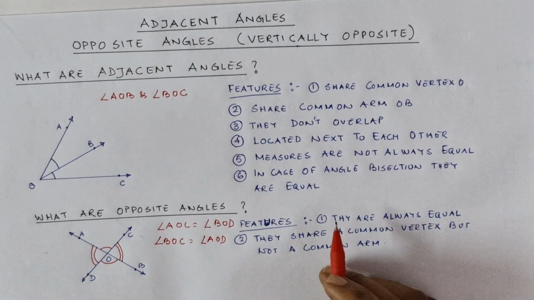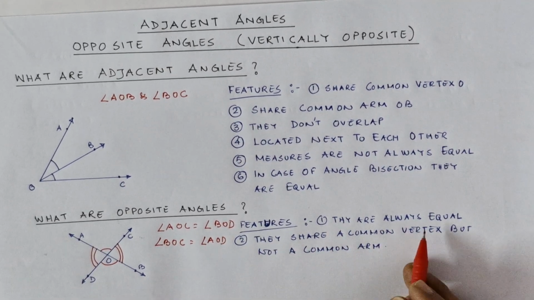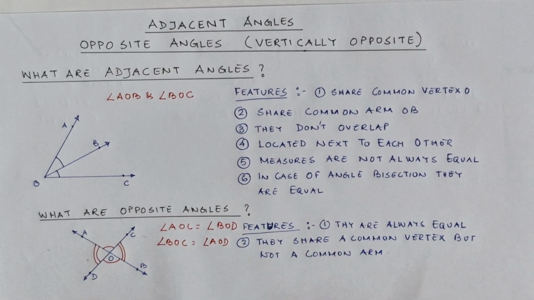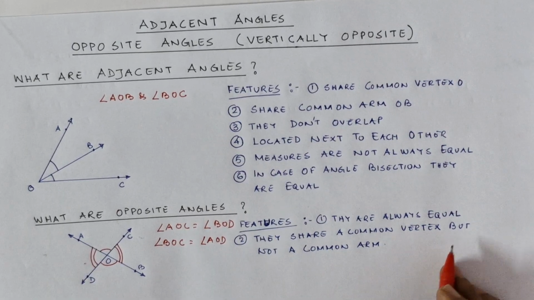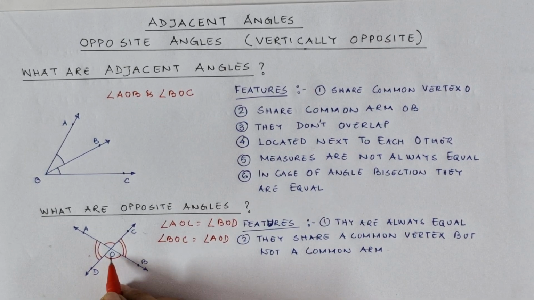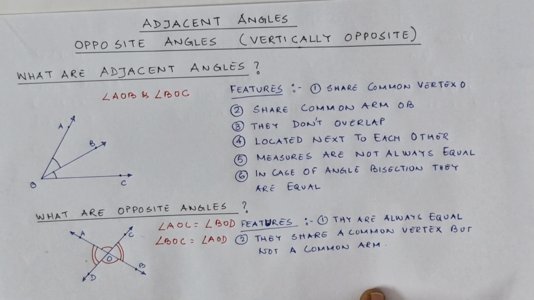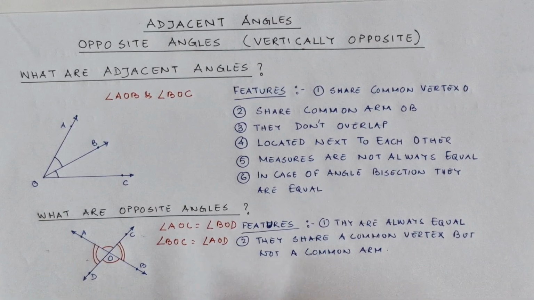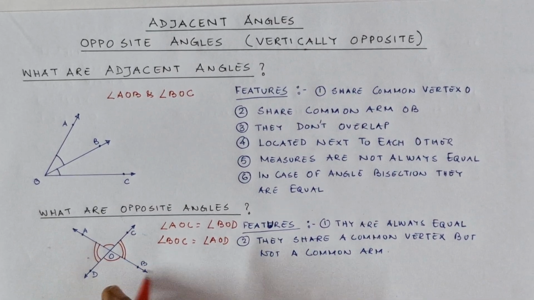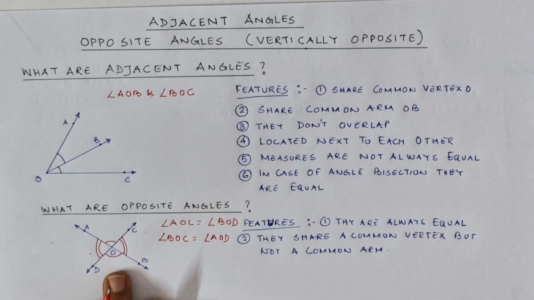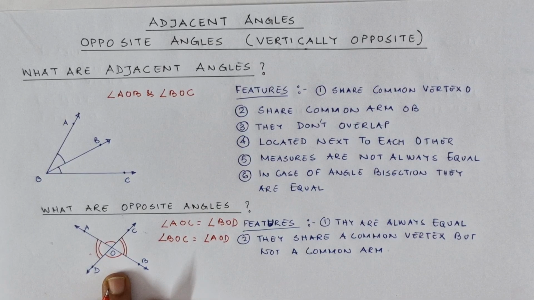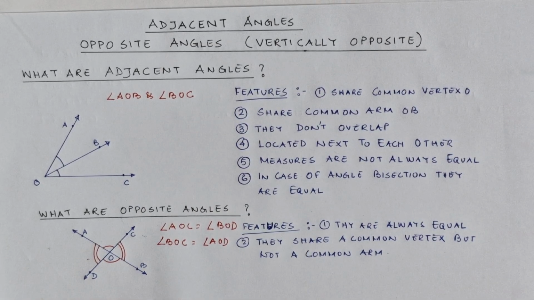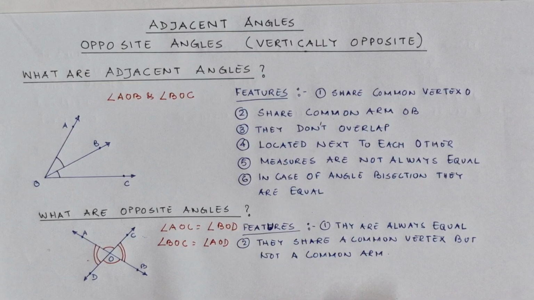Always remember, go through the features. Opposite angles are always equal. They share a common vertex, here in this case O, but not a common arm. For example, this and this have no common arms but a common vertex. Got it? And always remember, there are certain differences. We'll go through the differences.